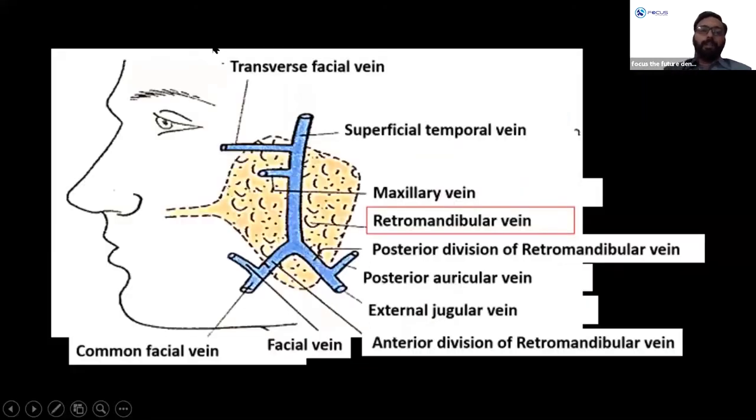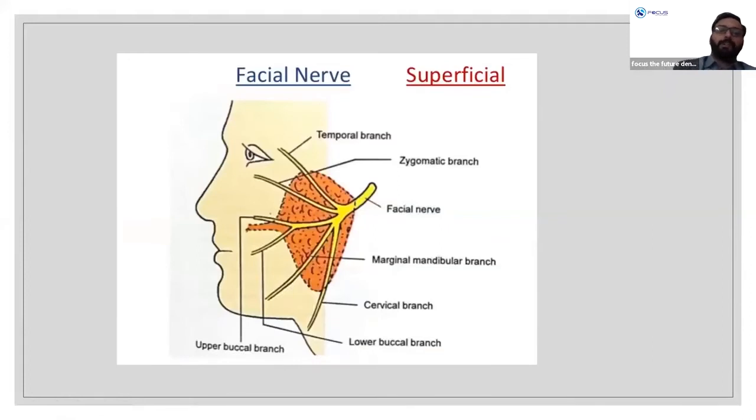What about the veins? From above, you have the superficial temporal vein coming, and the maxillary vein from the side, which forms the retromandibular vein. It divides into anterior and posterior divisions. In the anterior division, the facial vein joins and it forms the common facial vein. The posterior division joins with the posterior auricular vein to form the external jugular vein. These are the veins present. And finally, you have the 5 branches of the facial nerve.